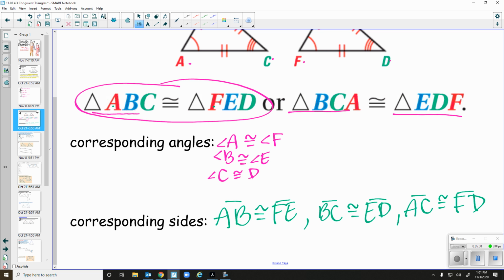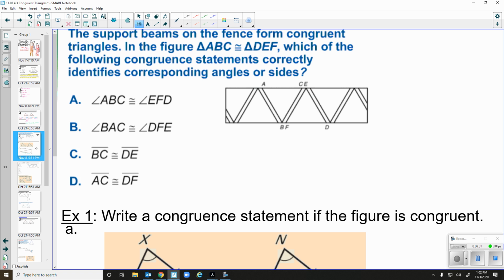Notice I put that little line on top of each of those because when we're talking about congruent segments, you need the line above it. If we're just saying that it equals something like 4, that's when you don't need the line above it. You feel okay? All right. It's really just making sure you're paying attention to detail.